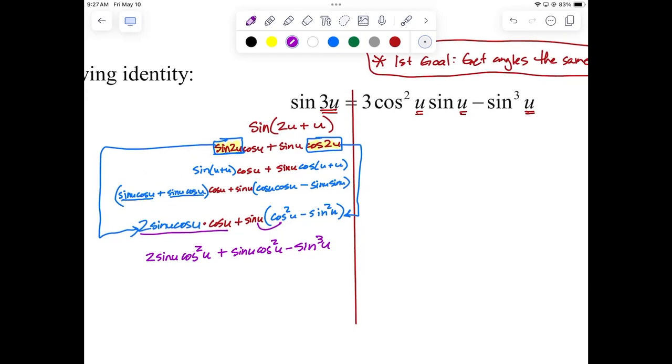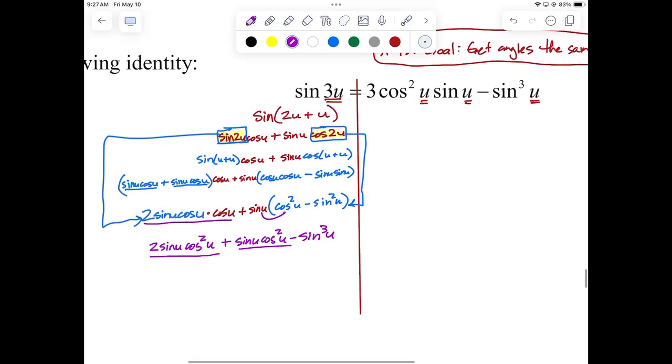It's close. Now look what we have. We have 2 sine u cosine squared plus 1 sine u cosine squared. Aren't those like terms? Yeah, so now 2 of them plus 1 of them makes 3 of them. So I have 3. Now notice instead of writing it as sine u cosine squared, the right side has the cosine first. So I'm going to commute those two factors. That's legal. 3 cosine squared of u, sine of u, and then minus sine cubed of u. Did I get it? Did I do it?